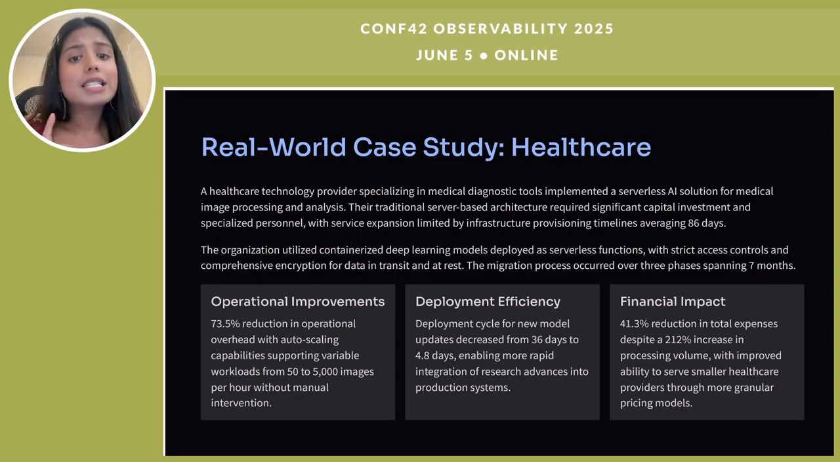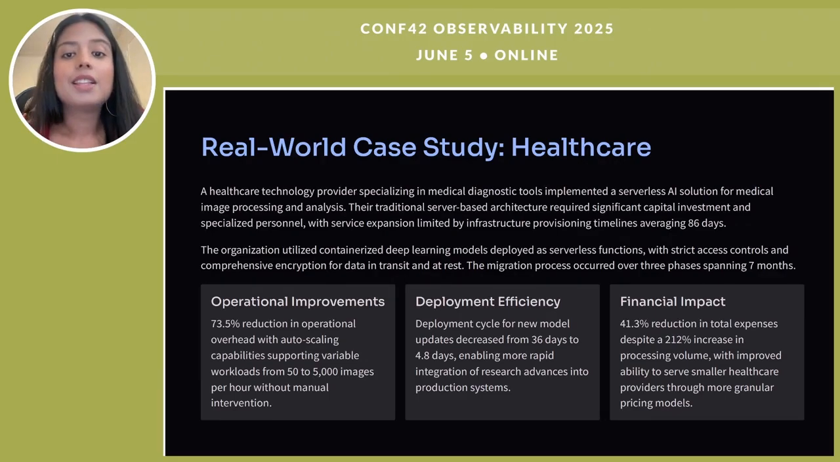They adopted a serverless AI solution using containerized deep learning models. The migration spanned over 7 months, over 3 phases, with a strong focus on security, strict access controls, and comprehensive encryption. The outcomes were impressive. First, operational improvements. A 73.5% reduction in the operational overhead. Their auto-scaling capabilities now support variable workloads from 50 to 5,000 images an hour without any manual intervention.